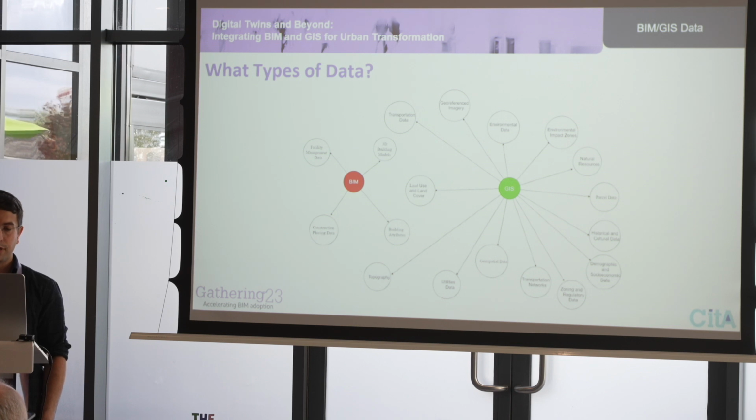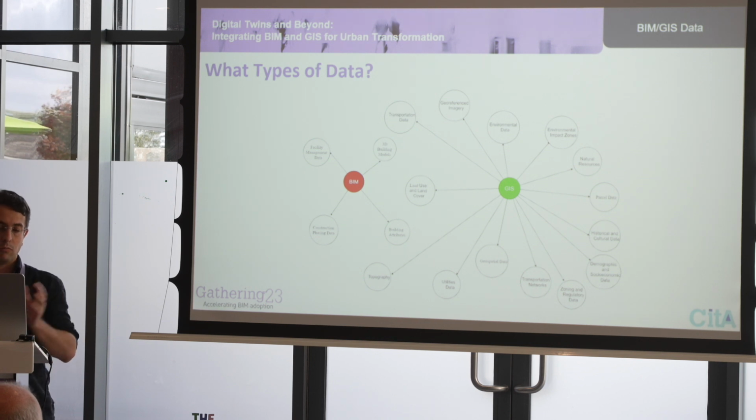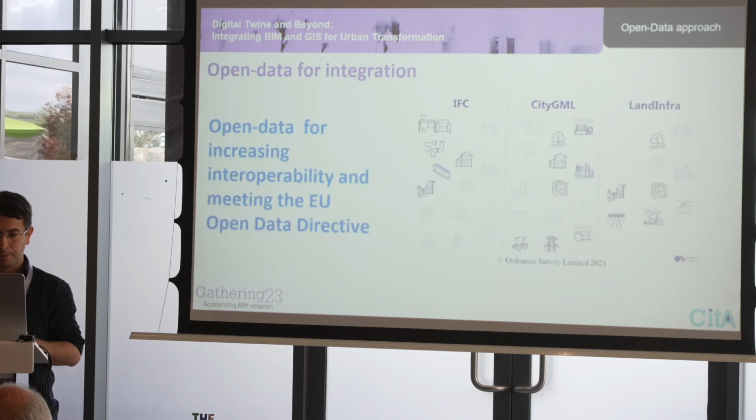And in order to do that, of course, we need data from BIM, most importantly, the 3D building model, and also building attributes. And from the GIS side, we can combine it with topography, utilities data, geospatial data, land use, land cover, and parcel data, and so on. So combining and integrating data from both domains, we can create a comprehensive model for the digital twin.